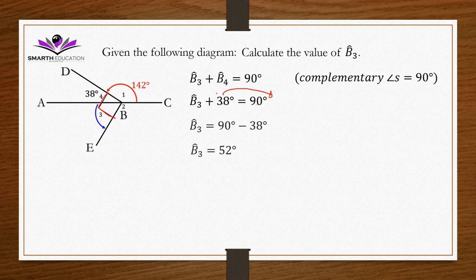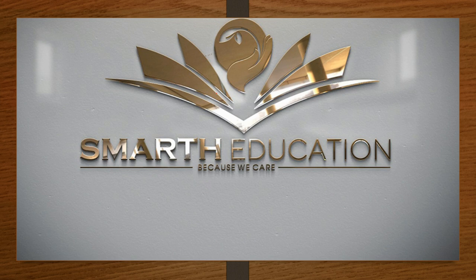Remember what we have said: complementary angles add up to 90 degrees and supplementary angles add up to 180 degrees. We're going to meet in our next lesson.